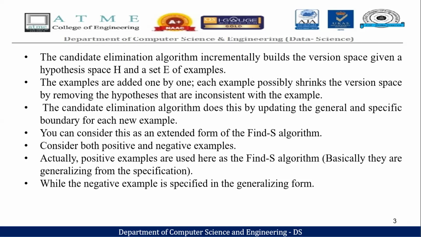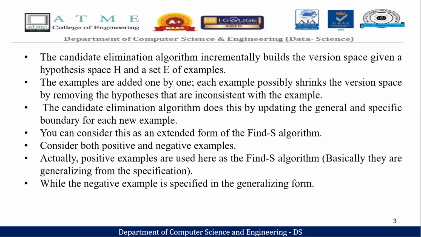In this algorithm, we are going to consider both positive and negative examples. But in Find-S algorithm, we used to consider only the positive examples, right? We used to neglect the negative examples. So here we need to concentrate on both positive and negative examples. We are not supposed to neglect any examples. In Find-S, that is one of the disadvantages of the algorithm.